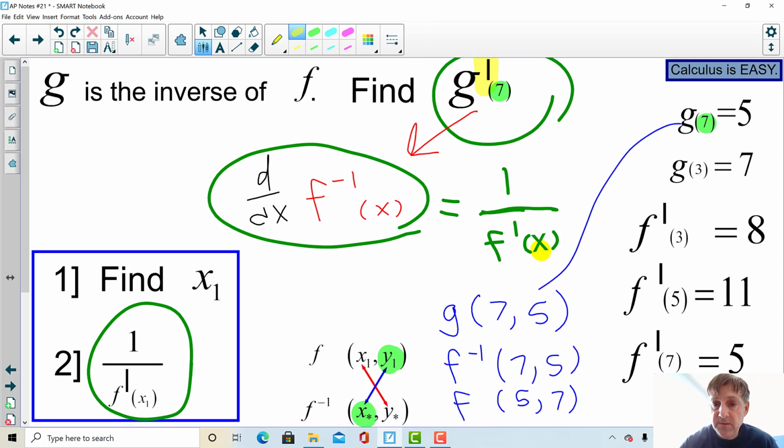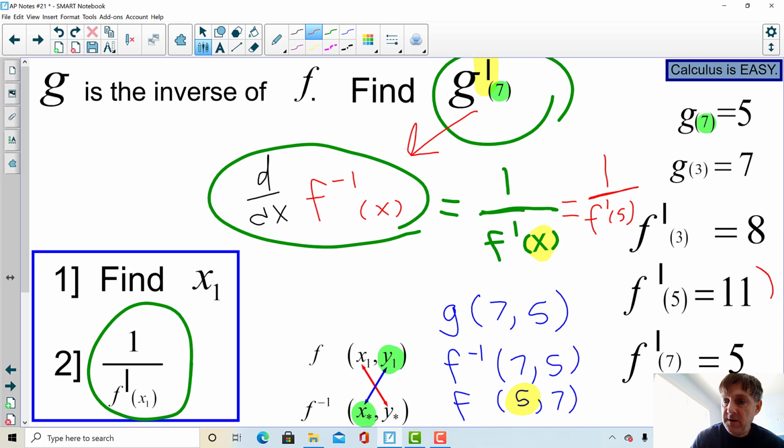But again, the x value that we're looking for is going to be 5. So this is 1 over f prime of 5. So our final answer is going to be 1 over 11.